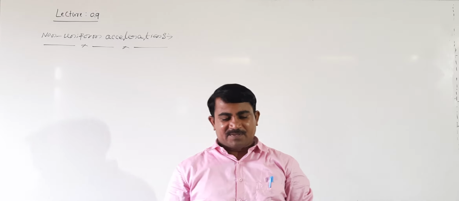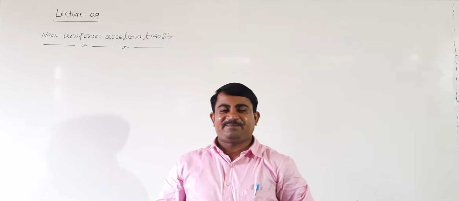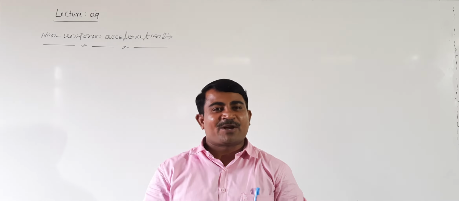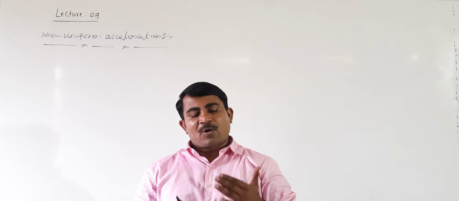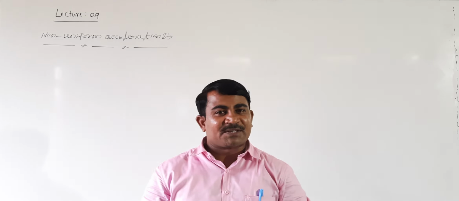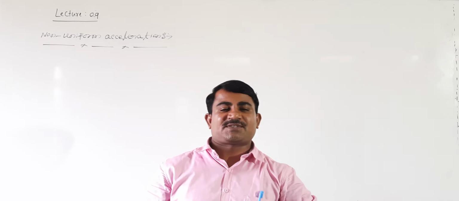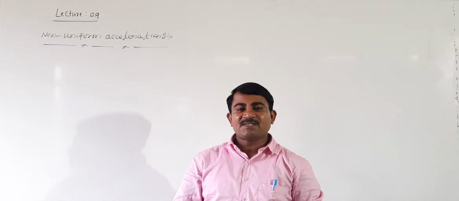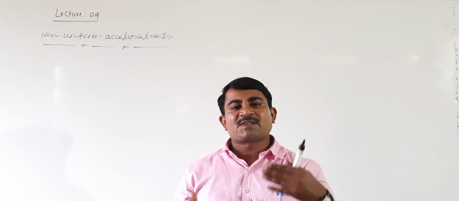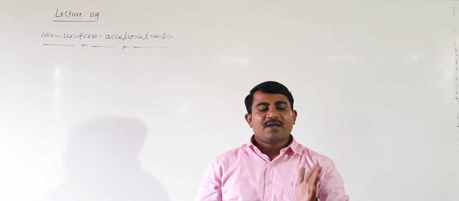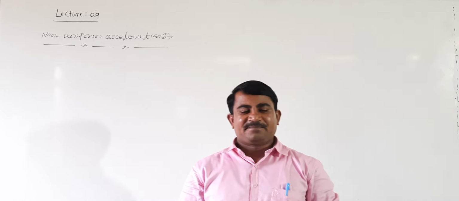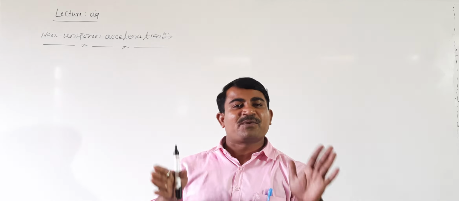Non-uniform acceleration. Changing in acceleration. How to define non-uniform acceleration? The body is said to be in non-uniform acceleration if the change in velocity at every point changes. I mean, the acceleration of the body does not remain the same at any point. That we are calling non-uniform acceleration.